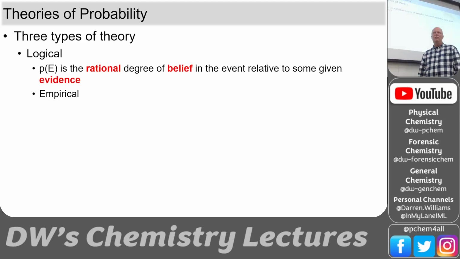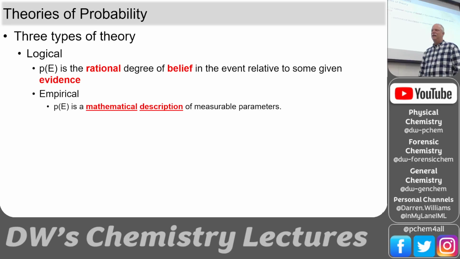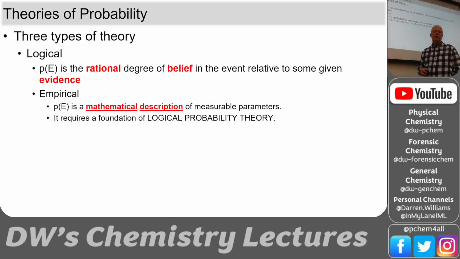Now we could get more numerical about it, and we could get into empirical probabilities. I could test things. And this is where we like to go in science. We have a mathematical description of the measurable parameters, and we can determine numerically what the probability is. And this is where we want to get to in our quantum mechanics, statistical thermodynamics. We want to get to this empirical probability. It requires the foundation, though, of logical probability.